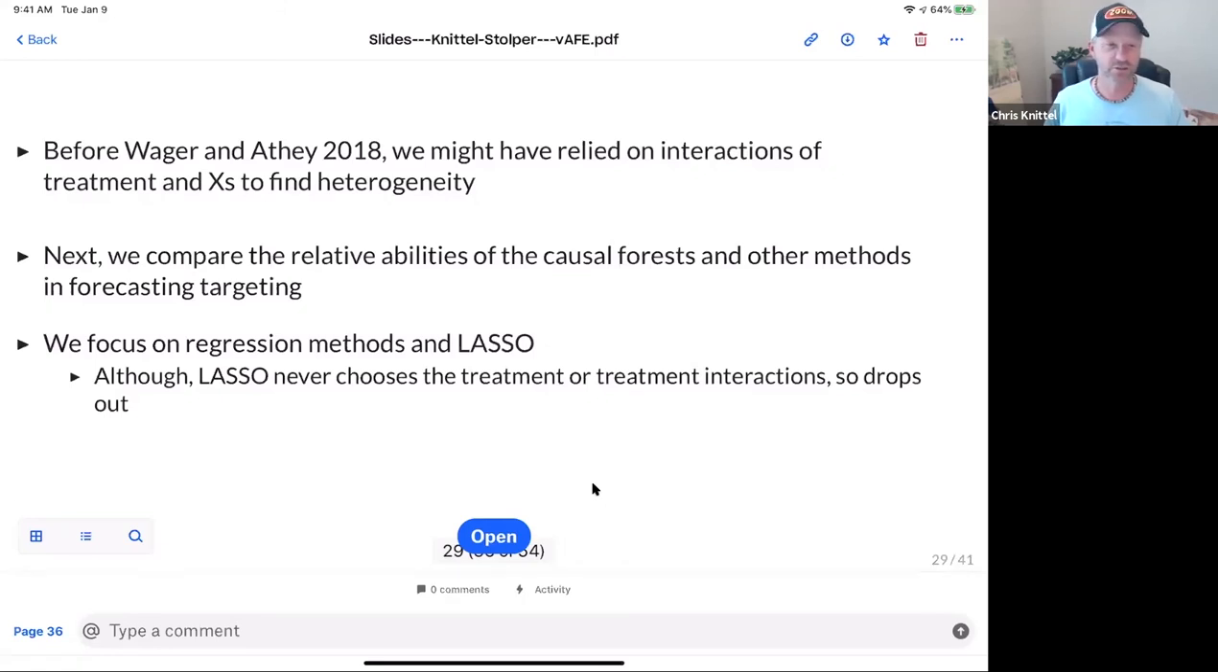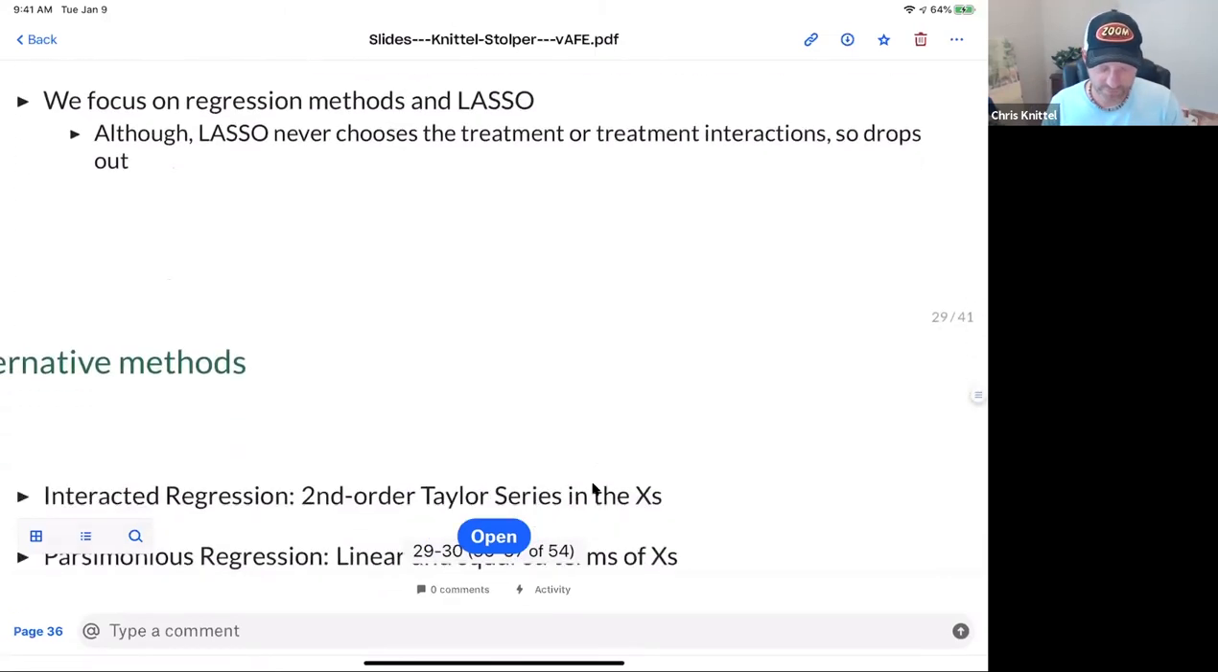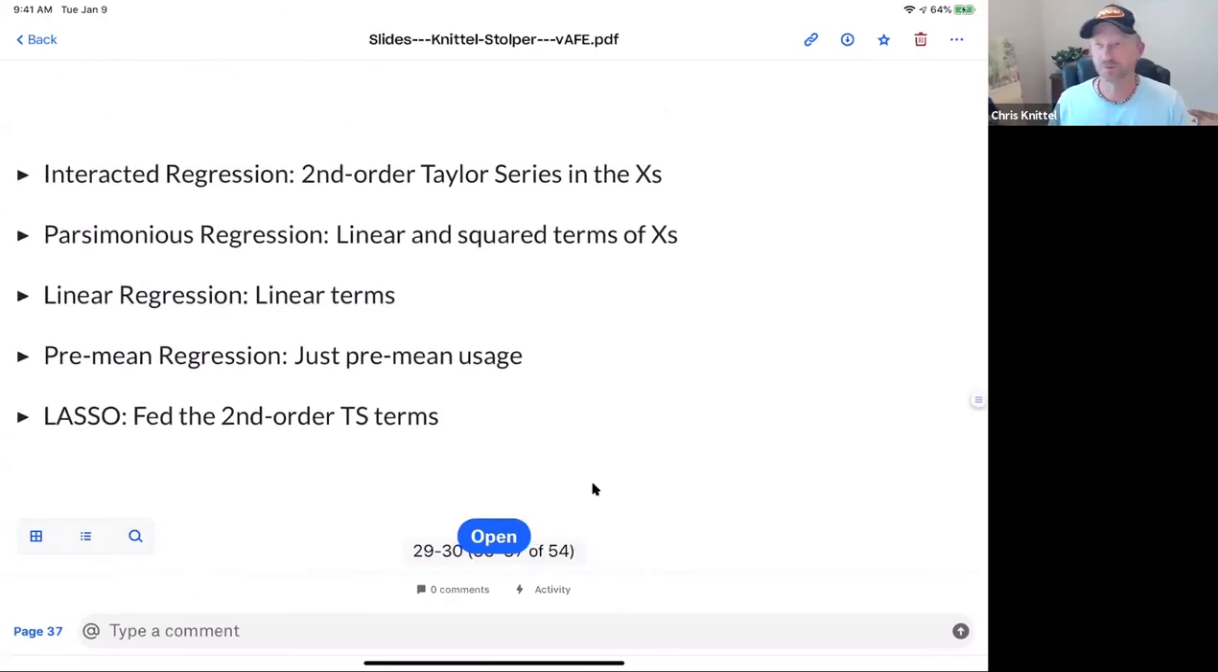So what we're going to do is compare the forecasting ability of the forest with a bunch of different regressions as well as Lasso. And it turns out when you do Lasso, it never chooses any of the treatments. So that's not even going to be in the results. But we did try to compare it to Lasso.